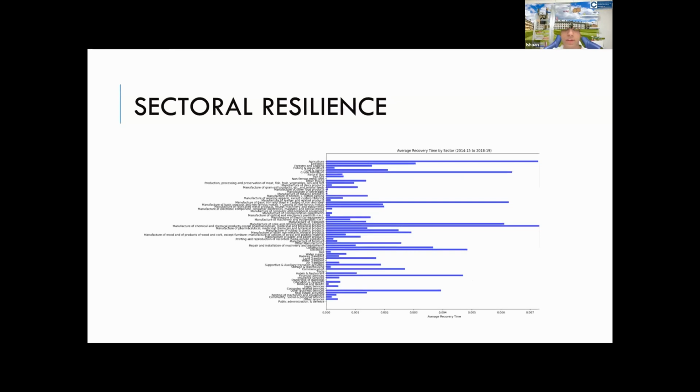The sectoral resilience is given by the following graph. These are the average recovery times by sector for a given shock. So this was modeled through the previous methodology. And over here, we can see sectors like agriculture, manufacturing of transport, manufacturing of coke and refined petroleum are some of the least resilient sectors, as they take the highest time to recover from a given shock.